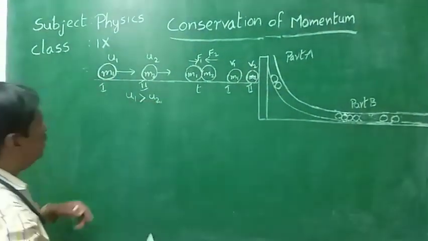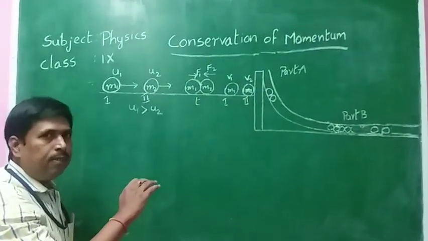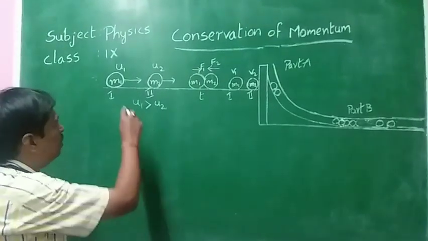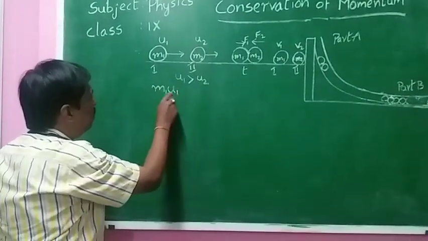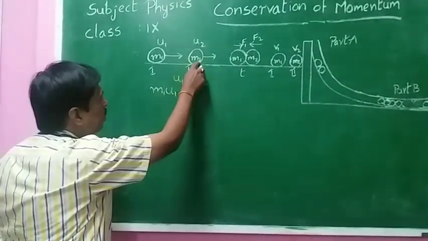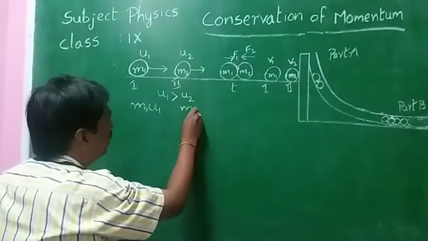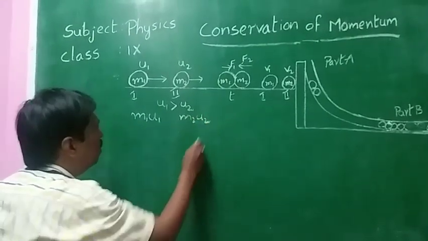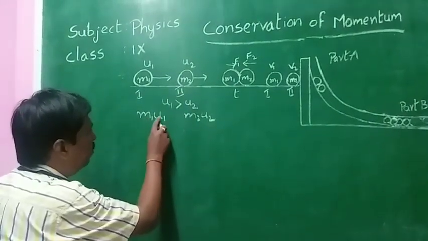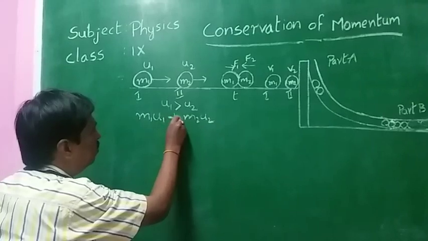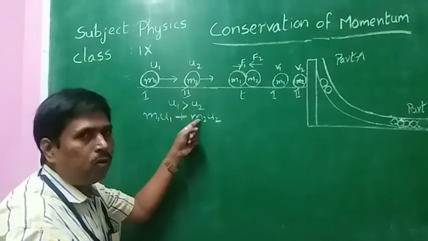First, you have to find the momentum of the first marble. Momentum is the product of mass and velocity. So the momentum of the first marble is m1 u1, the product of mass and velocity. And what is the momentum of the second marble? The second marble's momentum is mass m2 times velocity u2. So the total momentum of these two marbles before collision is m1 u1 plus m2 u2.